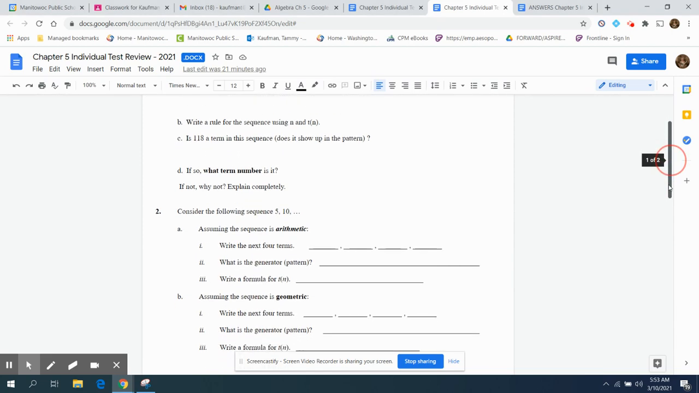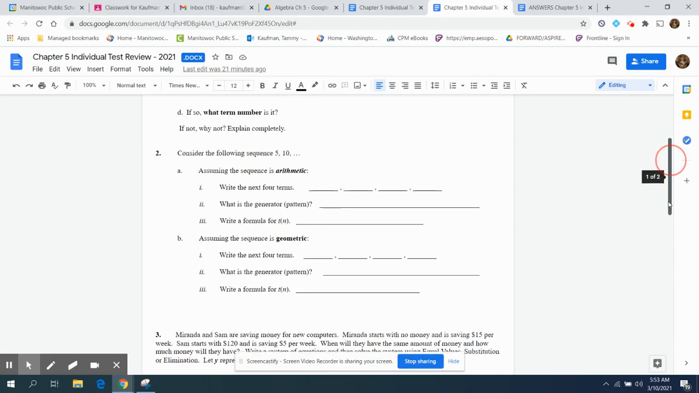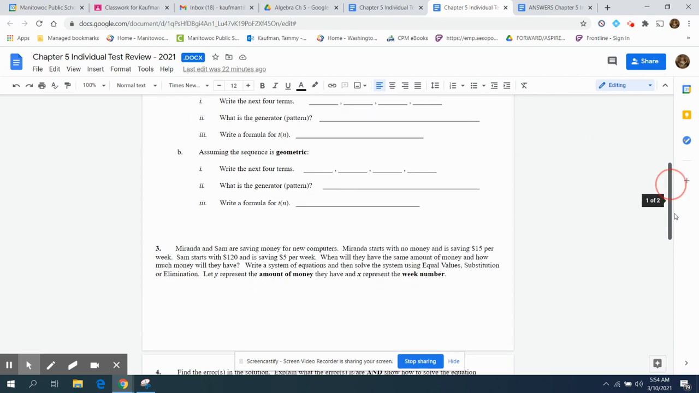For the second one, more sequence work. This was like what we did yesterday. I remember we talked about yesterday, you have to have at least 3 terms in order to determine if it's arithmetic or geometric. So if I only give you 2, we can make them both ways. And writing the formula means writing the equation.